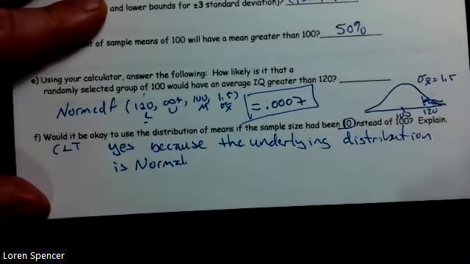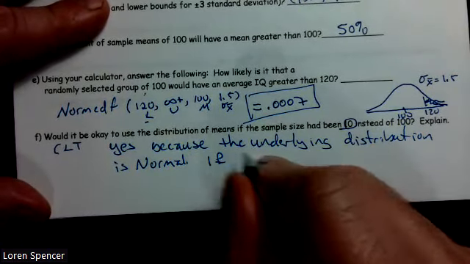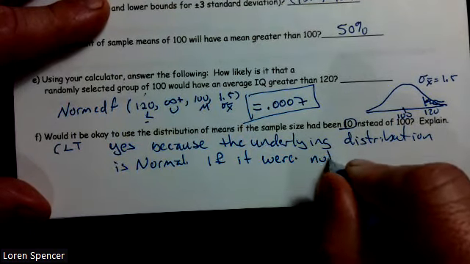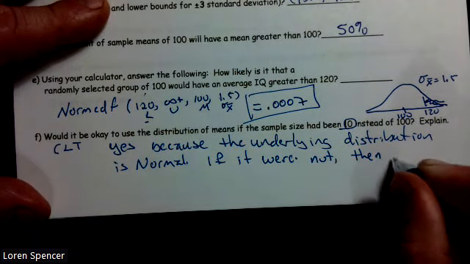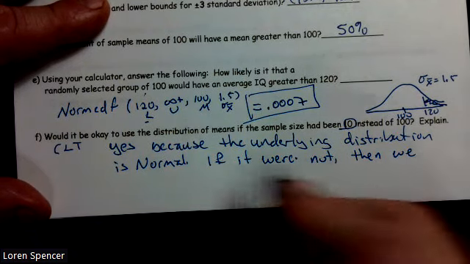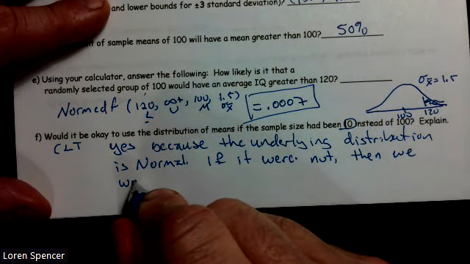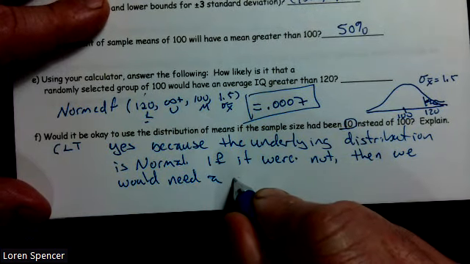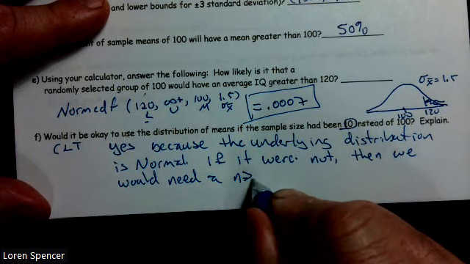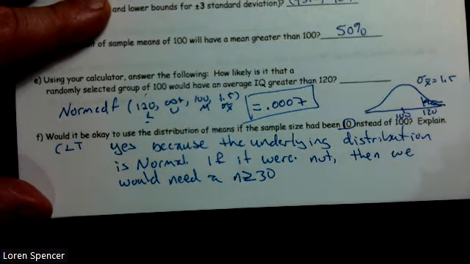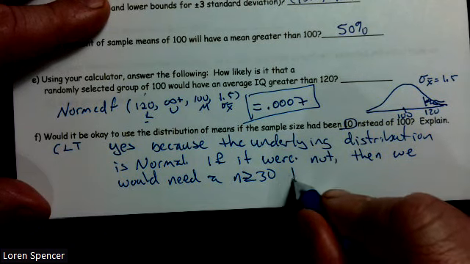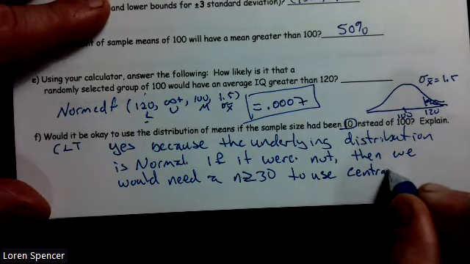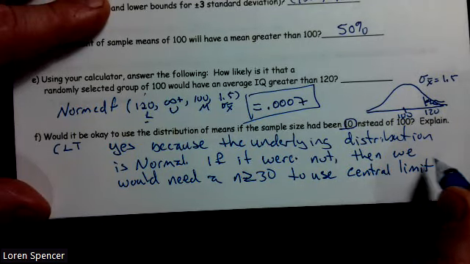I'm going to go ahead and add something else. If it were not normal, then we would need n greater than or equal to 30. In other words, a sample size greater than or equal to 30 to use central limit theorem.